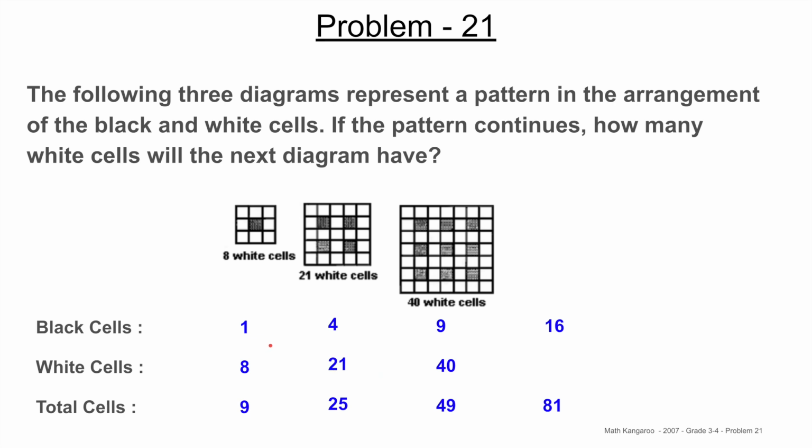Now we have the black cells pattern, and we have the total cells. What we have to find is the white cells. So we subtract black cells from total cells and that gives us the white cells. So we say 81 minus 16 gives us 65. So our answer is 65 white cells for the next diagram, which is option C.